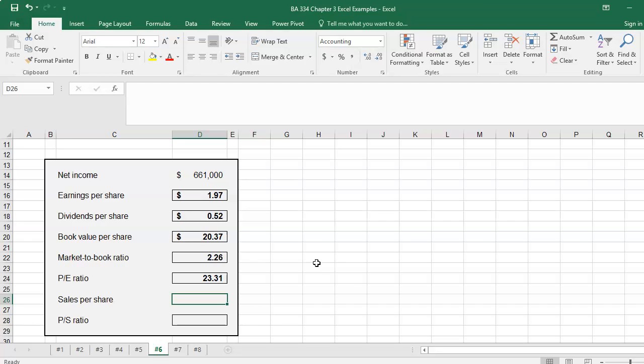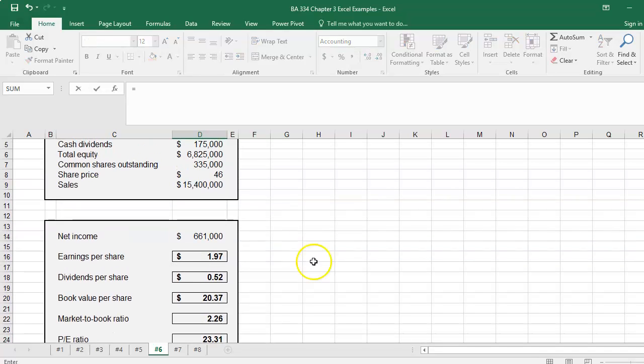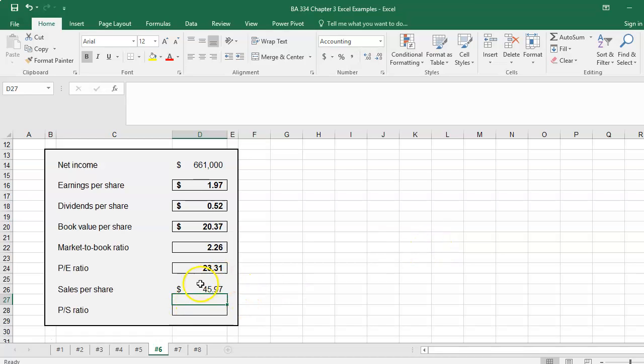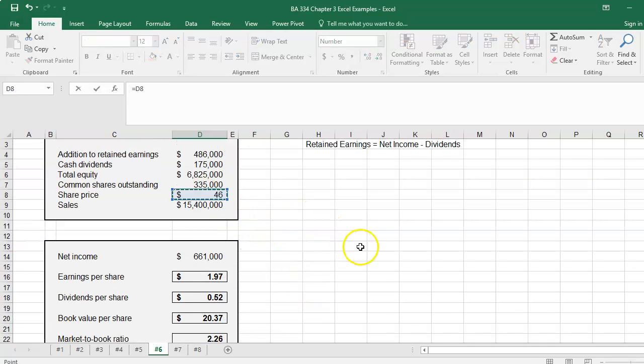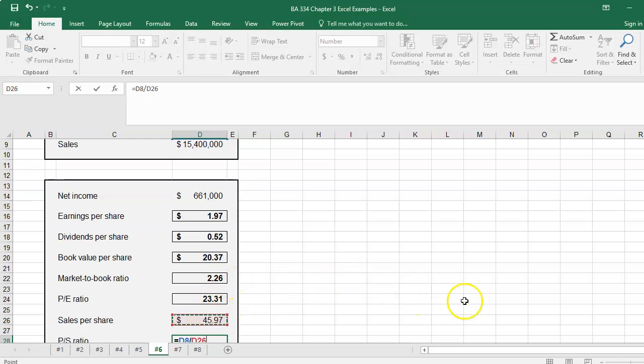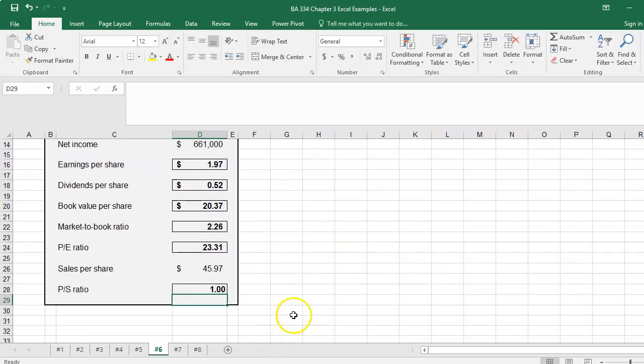Sales per share is the amount of sales generated per share of stock. This is total sales divided by the number of outstanding shares of stock. Our sales per share is $45.97. The PS ratio is the price sales ratio. This is the ratio of the market price per share to the sales value per share. As our market price is $46 and our sales per share is $45.97, the PS ratio for this company is 1.